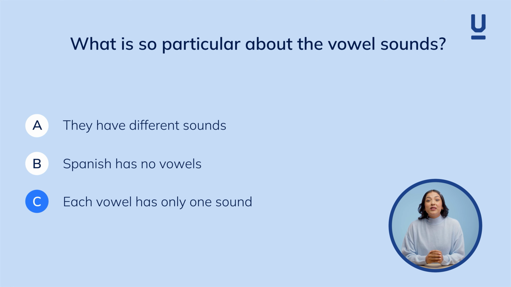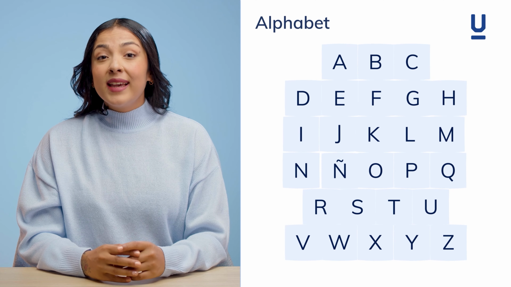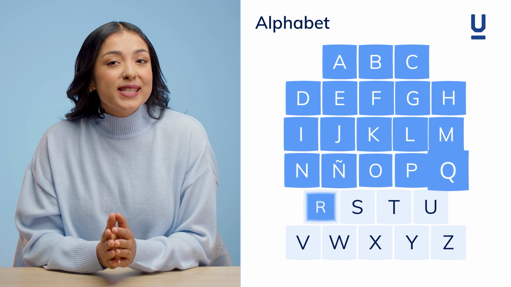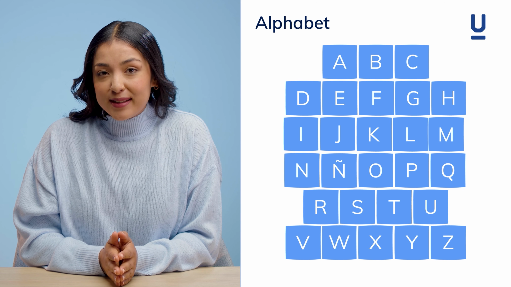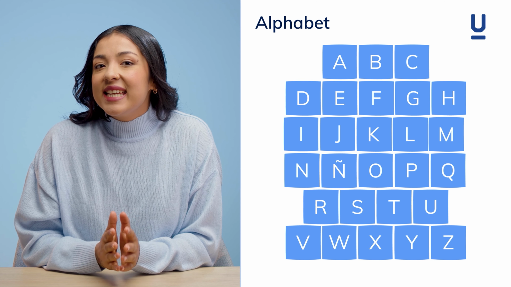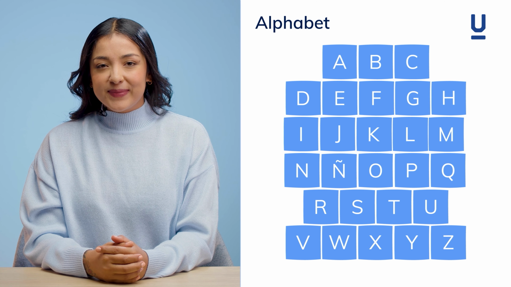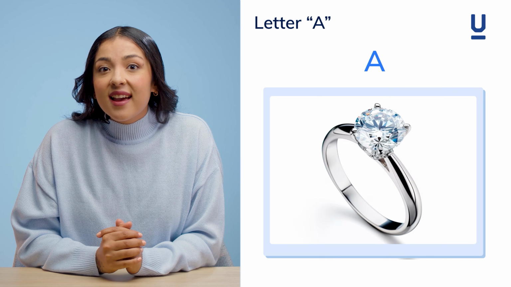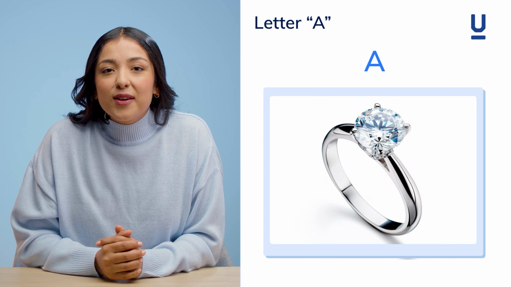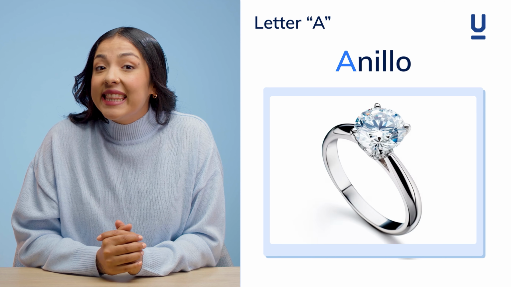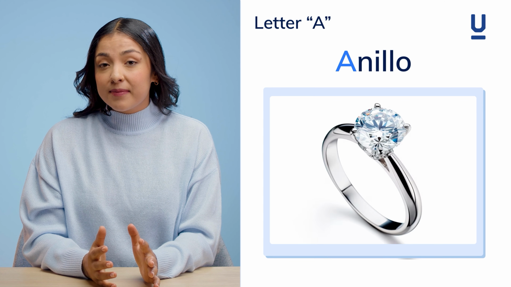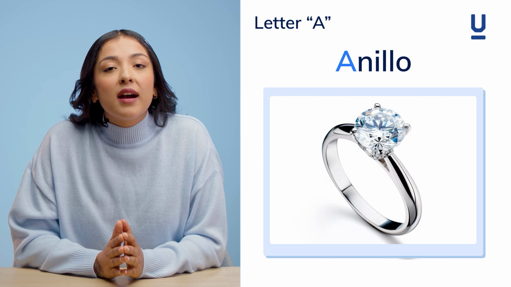Now let's dive into today's lesson. In Spanish, we have 27 letters in our alphabet. They are similar to the English alphabet, but with a few differences. The first letter is A. It sounds like the Spanish word anillo, which means ring. Repeat after me. A.